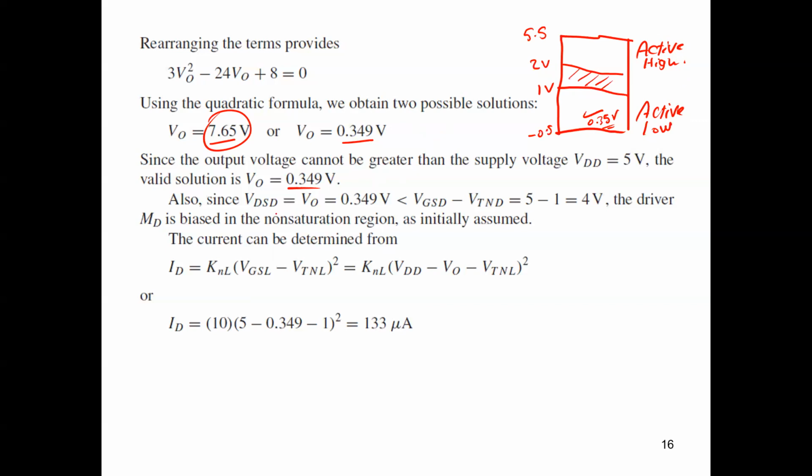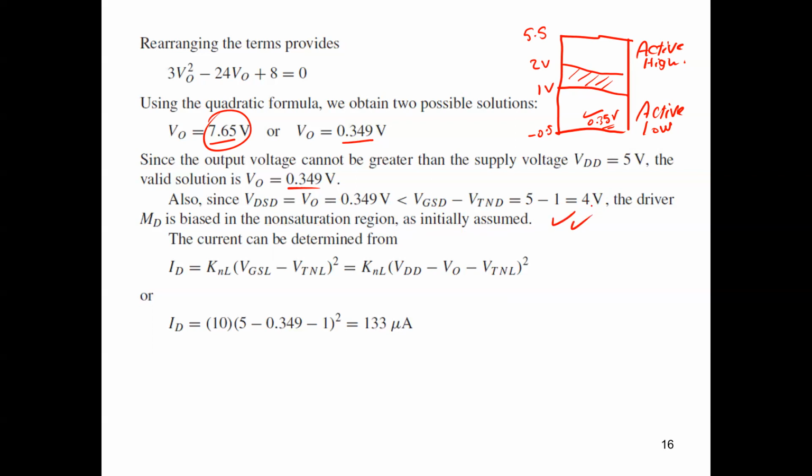So we got V out. It's also required to check some other values. Since V drain to source of the driver equals V out equals 0.3, it's less than VGSD minus VT, which is 5 minus 1, so 4 volt. This means our driver transistor is in the non-saturation region, as we assumed initially. So our assumption is completely right.